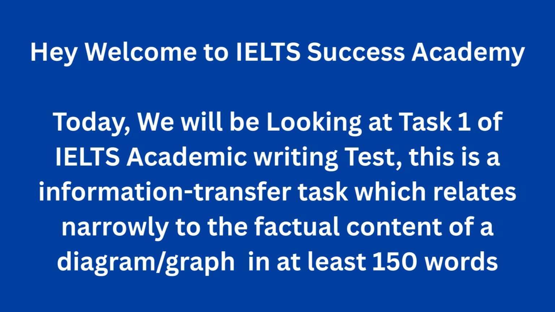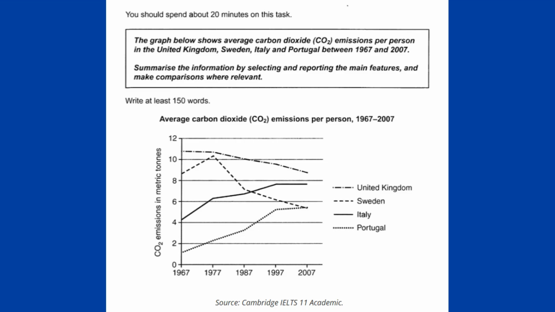Today we'll be looking at Task 1 of the IELTS Academic Writing Test. This is an information transfer task which relates narrowly to the factual content of a diagram or graph in at least 150 words. Now let's look at the graph in the question.